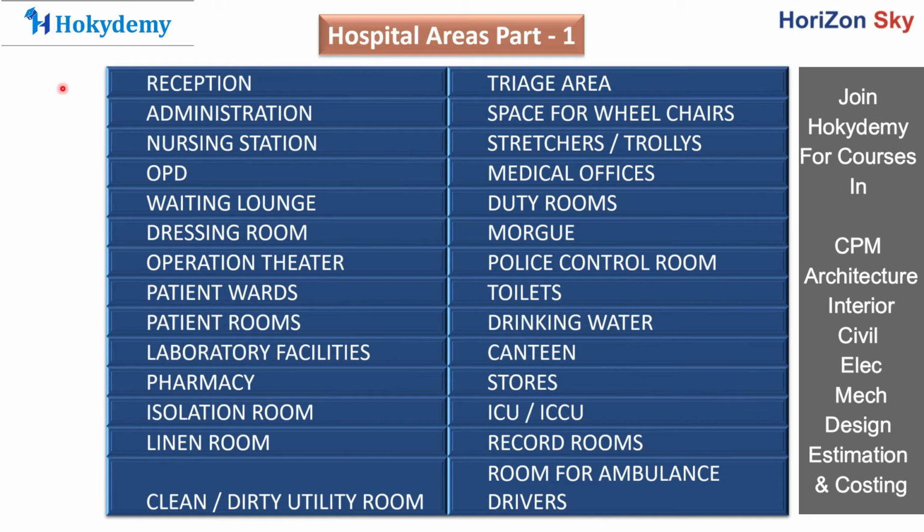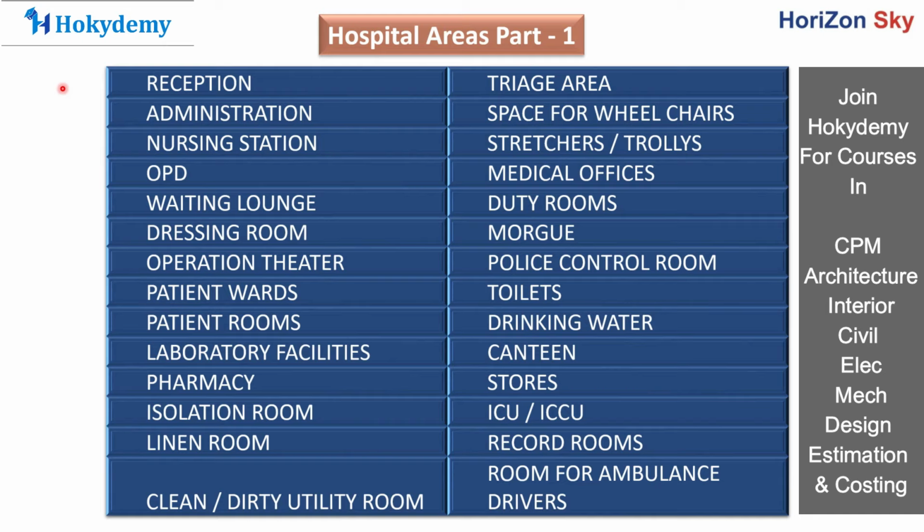Then we have the pharmacy. Almost all the hospitals have a dedicated pharmacy area where you can buy the prescribed medicines for your patient or for your family or relative. Okay. And some of the specialized medicines won't be available in that pharmacy, so you will be told to go and buy it outside the hospital.